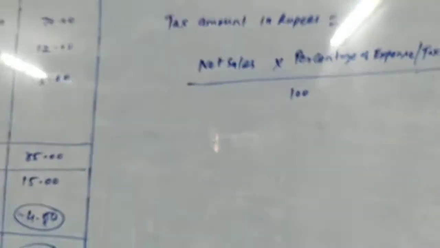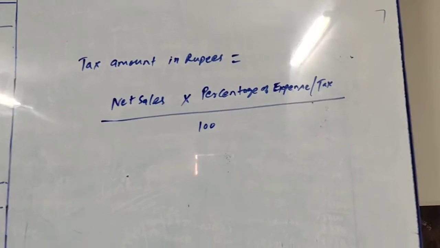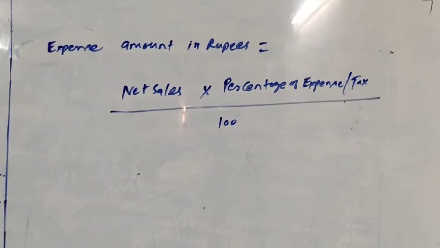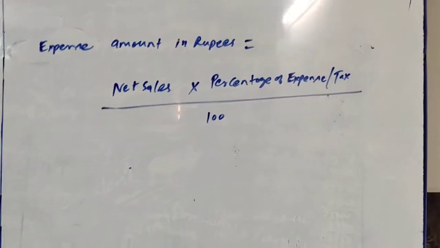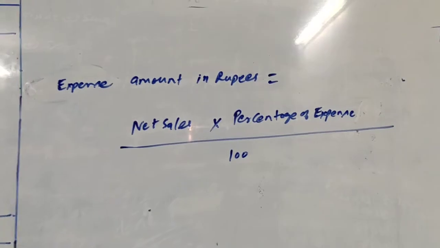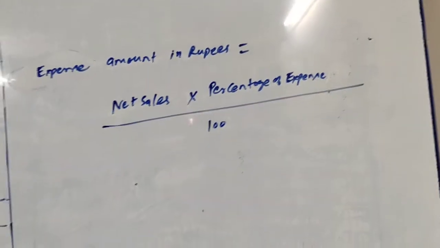Let us see what formula to apply to find the amount. This is the formula: tax amount or expense amount in rupees equals net sales into percentage of expenses upon 100. Expense amount in rupees equals net sales into percentage of expenses divided by 100. Let us begin with the sum.